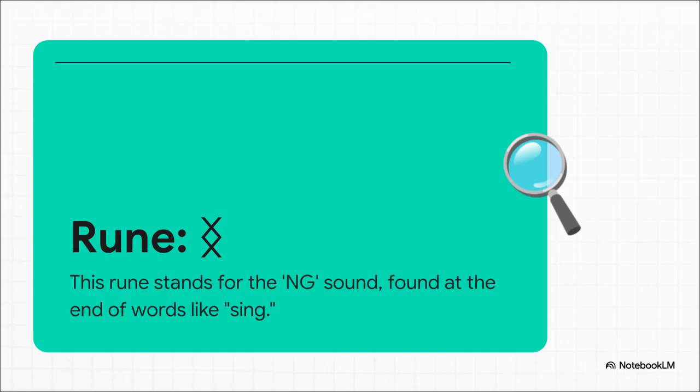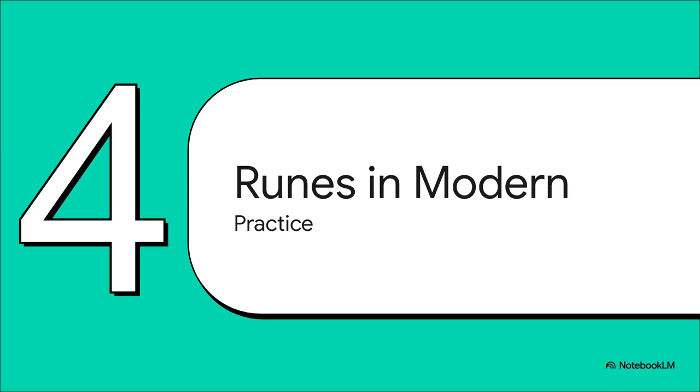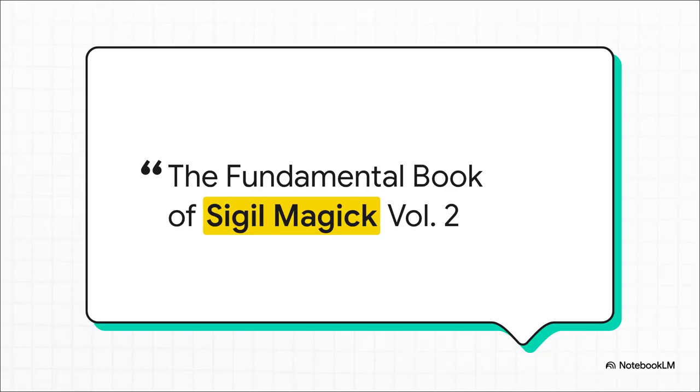Pretty smart. So we've done it. We've decoded the alphabet. But this brings us right back to our source material. Why is this ancient script featured so heavily in a modern book about sigil magic? What does that tell us about how these symbols are actually used today? The source itself gives us the biggest clue.